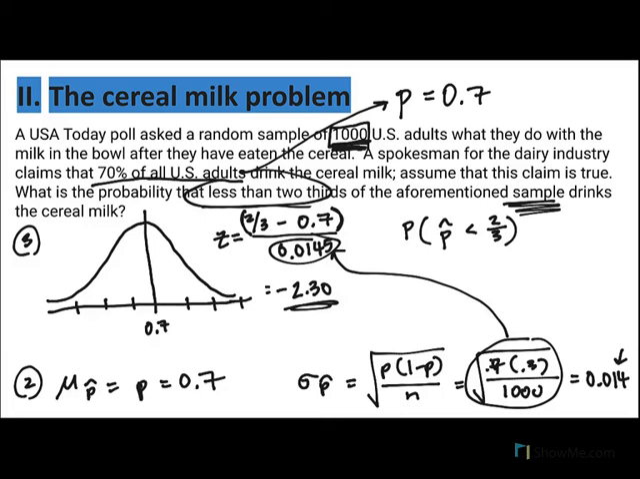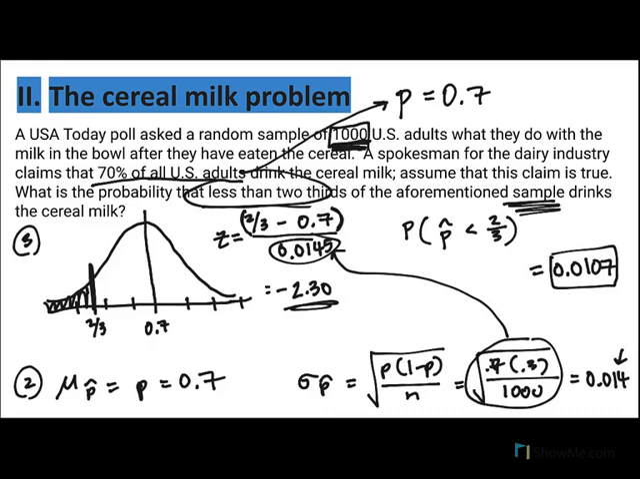So negative 2.3, that means this is landing 2 1/3-ish, so maybe right here, standard deviations below the mean. So that's where 2/3 ends up being, that 0.67, that p hat that we are finding, and we wanted less than that, so I'm going to shade to the left, and then I would go look this up on my z-table. I'm going to go look that up real quick. And from my z-table, I get a probability of 0.0107.